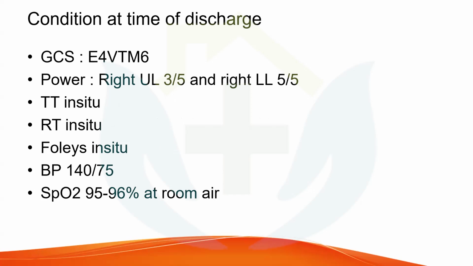The power in the right upper limb was 3/5 and the lower limb was 5/5, and the tracheostomy tube was kept in situ. In the next visit the tracheostomy tube was removed, and the Ryle's feeding tube was removed. He was under home care for 7-8 days, and the Foley's was also removed at present. The patient was admitted in the month of September. He's a follow-up case of our OPD even now.